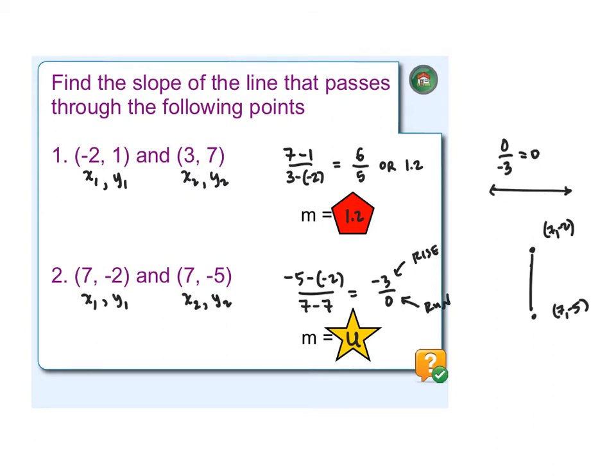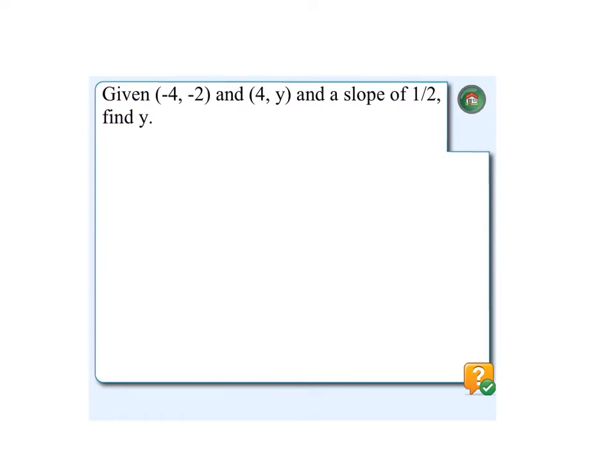Okay, let's look at a few more examples. All right, this is an interesting example. It says given that we have the point x1, y1, which is negative 4, negative 2, and a second point for y, which I'll call x2 and y2, and the slope between the 2 points is 1/2. Find the value of y.